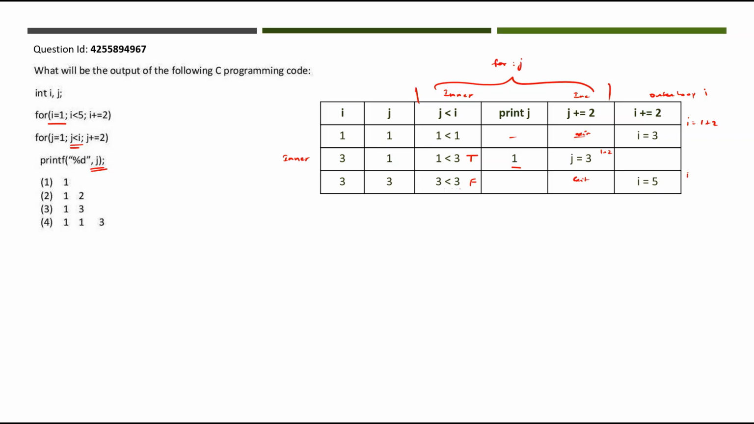Now we are incrementing the value of i by 2. So 3 + 2 will give you 5. Now we have i = 5. What is the for loop stating here? i < 5. So here it will exit out of the outer loop because 5 < 5 is actually false. We have only 1 that is printed. So we will go with option number 1 as the right answer.